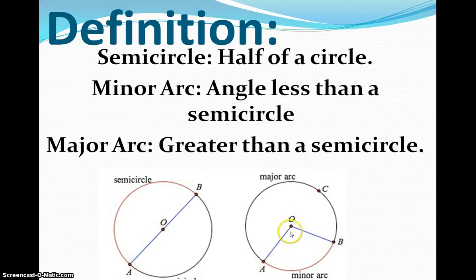And then if I take the radii of my circle and do not have them completely across the circle, but bring one towards the other, I'm going to have a minor arc, which would be less than a semicircle, and a major arc, which is going to be greater than. So if you could get those definitions down.